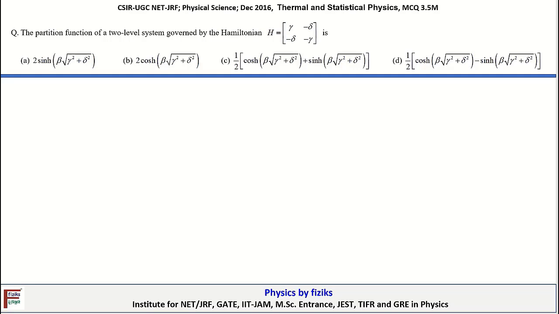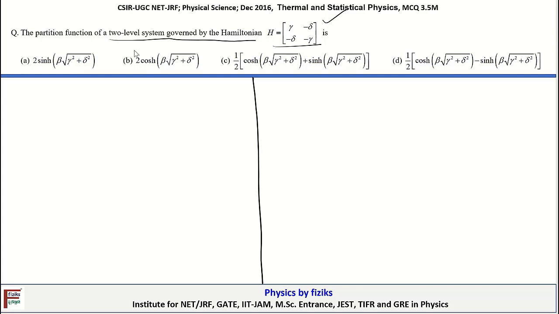So let's take a look at the next problem. The statement is: the partition function of a two-level system is governed by the Hamiltonian given by this expression. In principle we can determine the partition function for the given system by simply knowing the energy eigenvalues for the given Hamiltonian. So let's try to understand how we can determine the energy eigenvalues for this particular case, and then immediately we will be able to write the expression for the partition function.